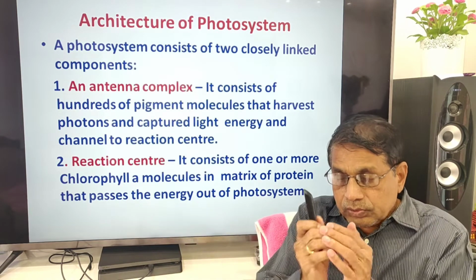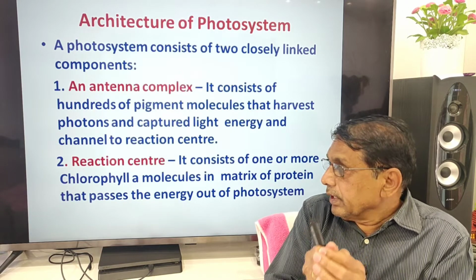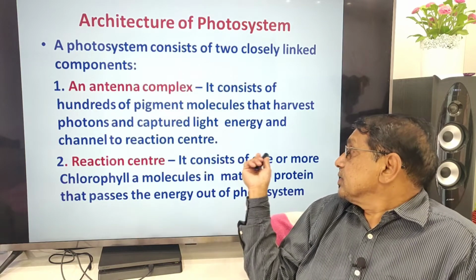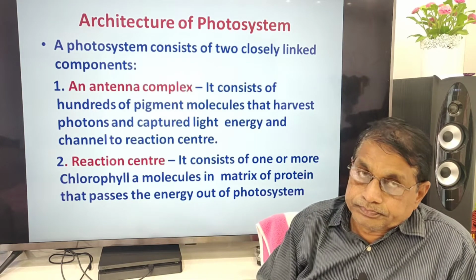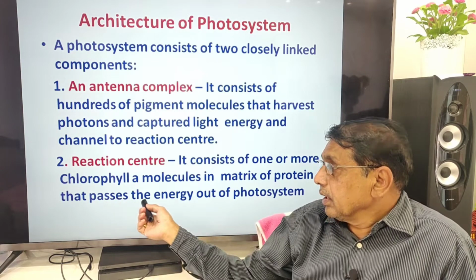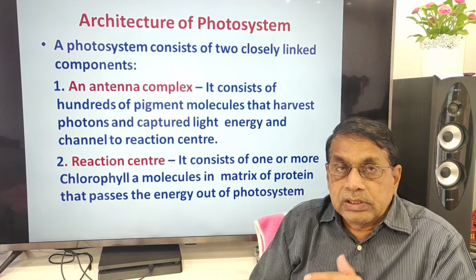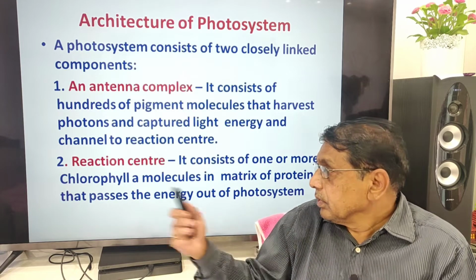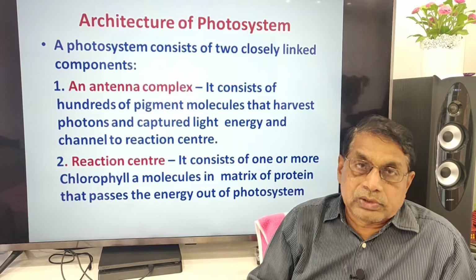Then the reaction center, which is present in the center of the photosystem, surrounded by the antenna complex. The reaction center consists of one or more chlorophyll A molecules in a matrix of protein that passes the energy out of the photosystem. It collects the energy and transfers it to other molecules, like plastocyanin and plastoquinone.